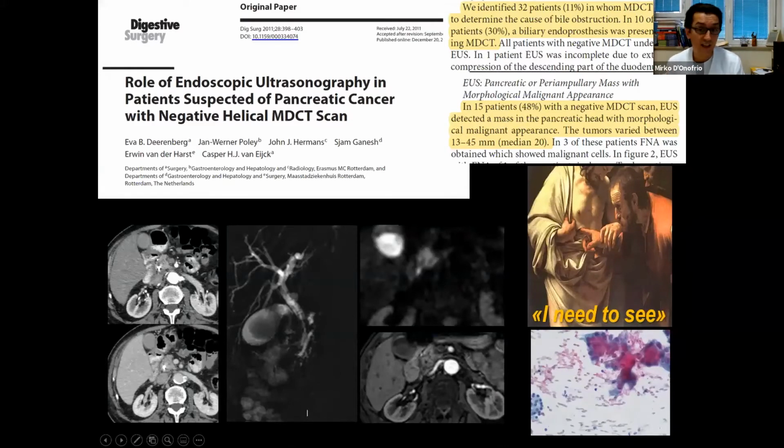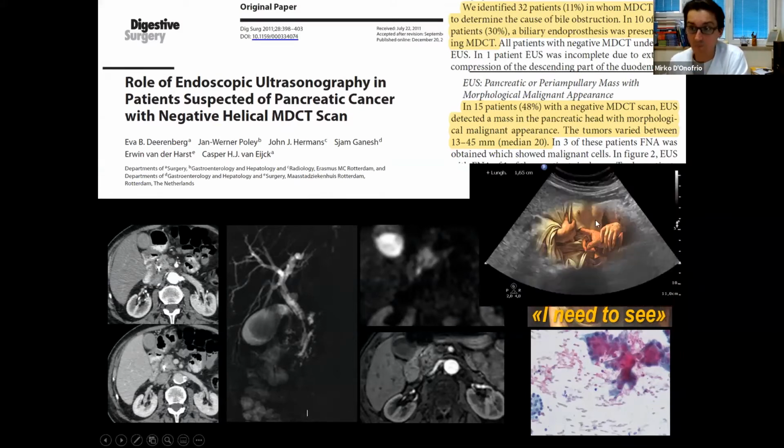I have to say another important thing that is very useful: to perform examinations, CT, MR, and so on, before the drainage of the biliary tree, because we need to see. This is a case of small ductal adenocarcinoma, completely invisible on CT, but was detected with a simple ultrasound at the beginning of the story of this patient.